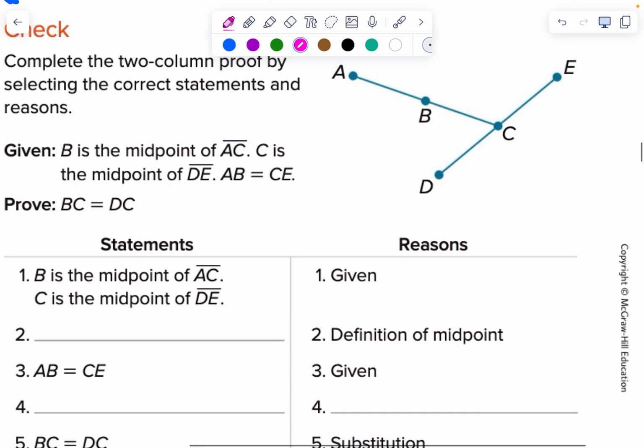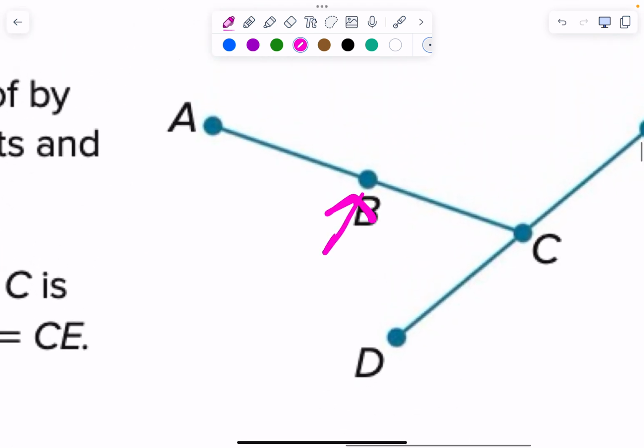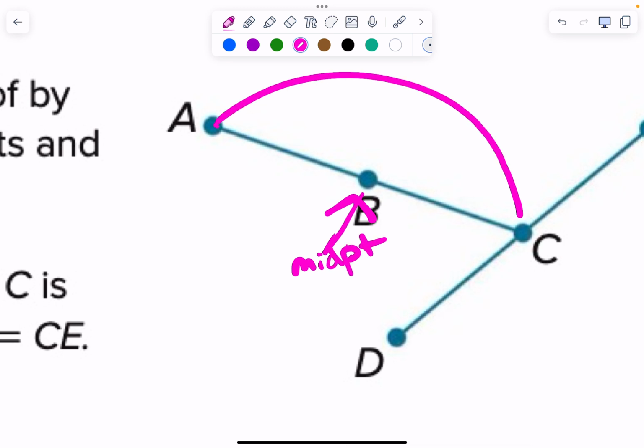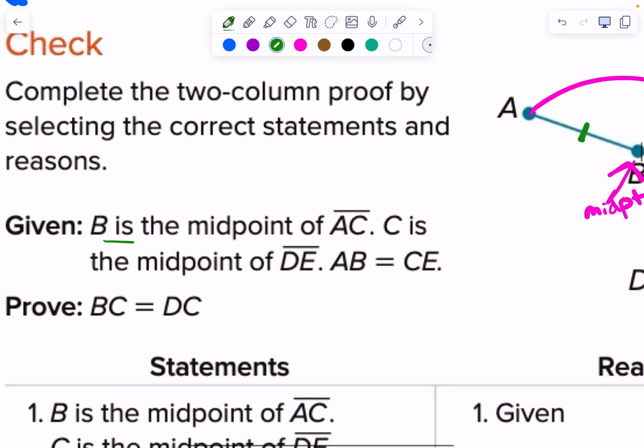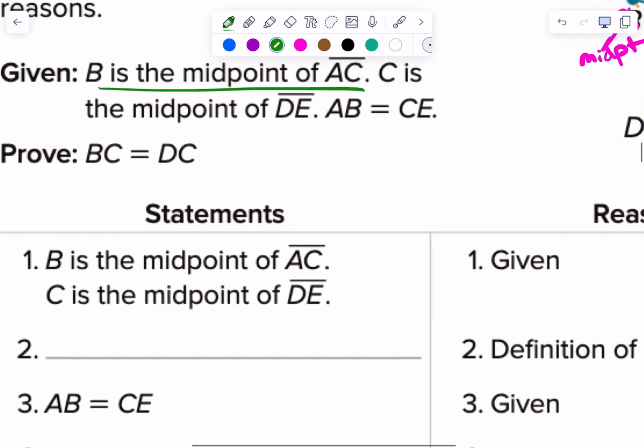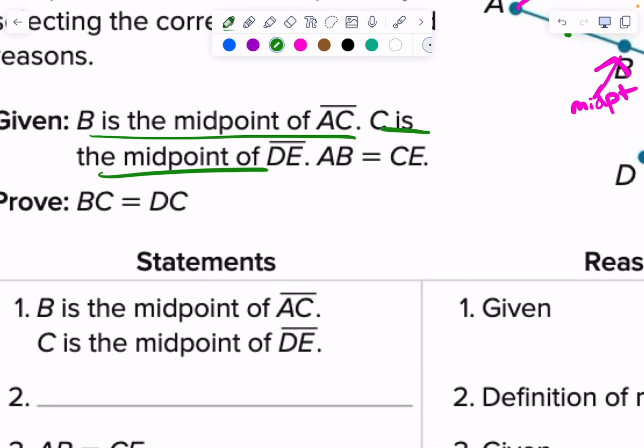So it says B is the midpoint of AC. This guy is the midpoint from here to here. Okay? Now we can go one step further and say that this is the same as that, right? So we can write that down, okay? All right, so that's one thing. B is the midpoint of AC. Cool. C is the midpoint of DE.